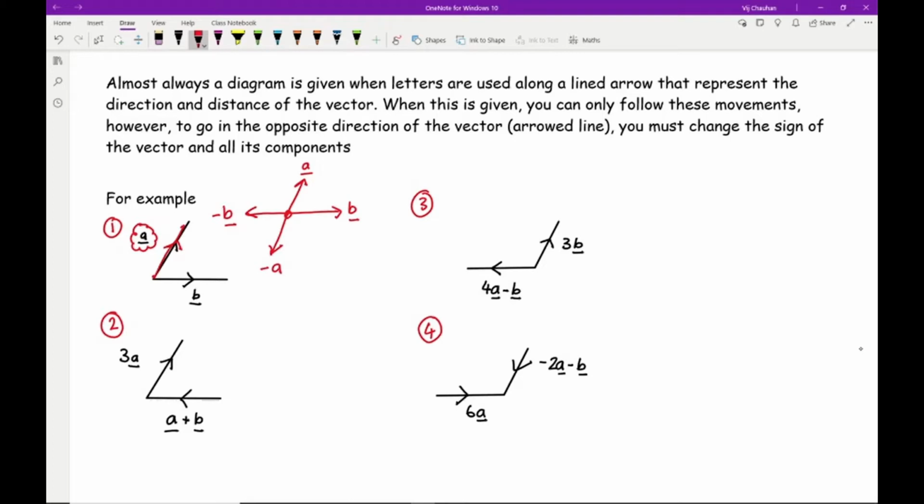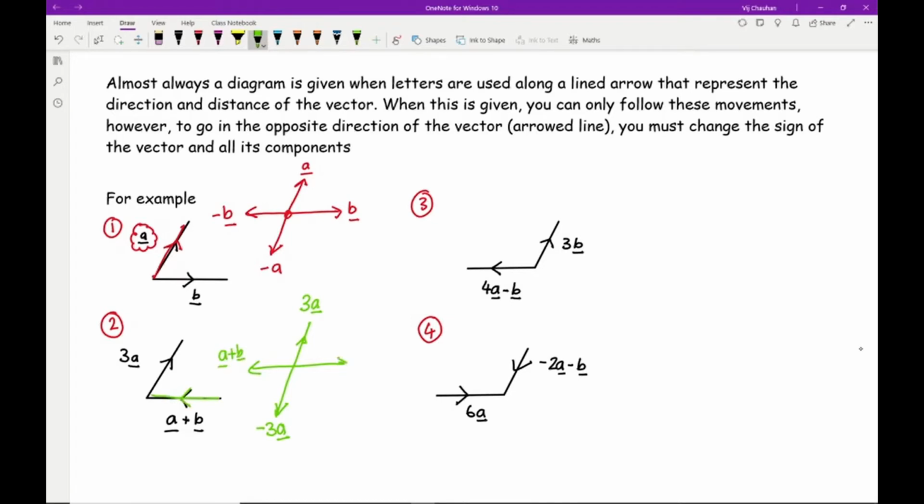Now if we look at example 2, and again I'm going to use a different colour for this. To go up, and the reason I know it's up is because the arrow is going up, that's positive 3A. To go down, I just change the sign, so that's going to be minus 3A. Now to go to the left, which is what this arrow here is doing, that's A plus B.